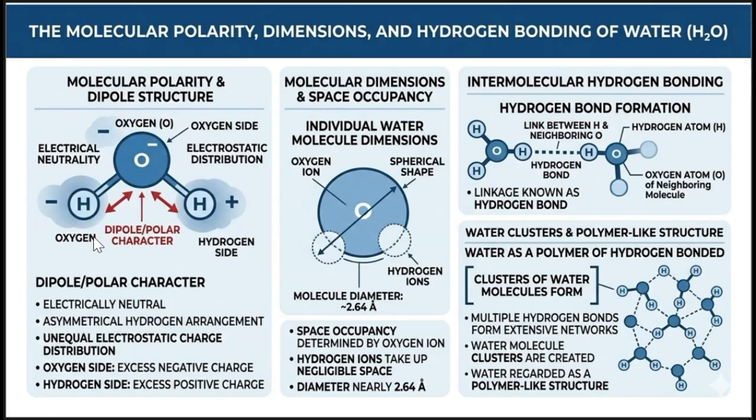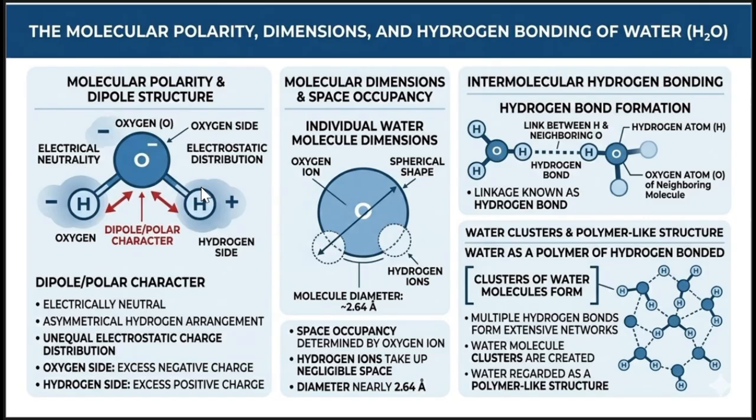So this uneven distribution of the charges makes the water molecule a dipole. It will give its dipole character. That means unequal electrostatic charge distribution makes the water dipole or polar in character. It will have a polar character, that means the charge will be distributed in one direction.